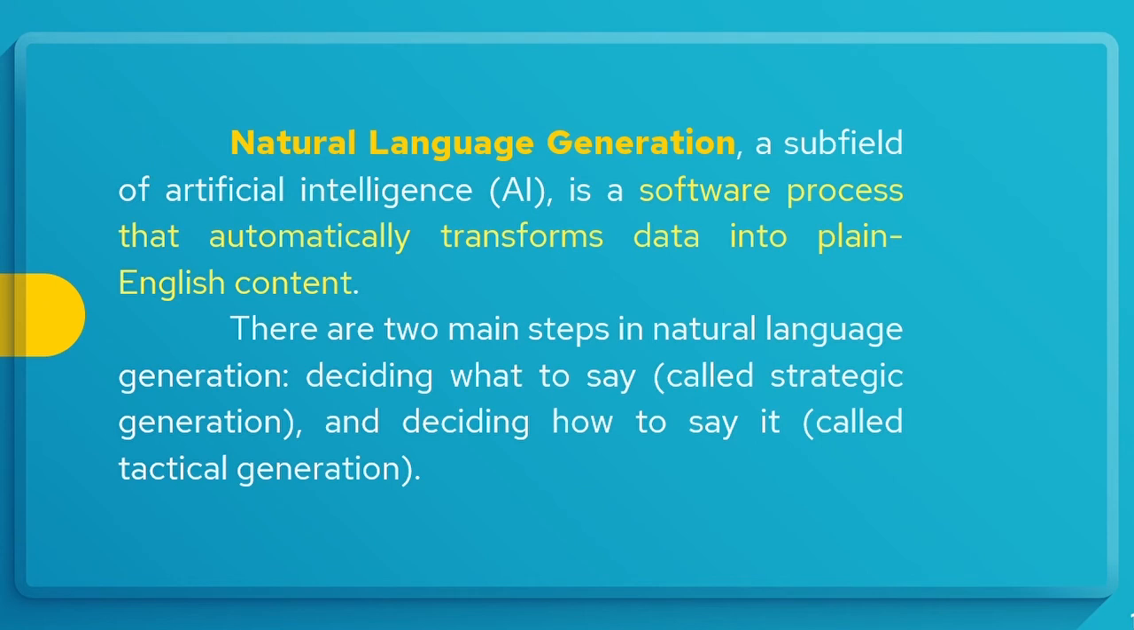Natural language generation, a subfield of artificial intelligence, is a software process that automatically transforms data into plain English content. The technology can actually tell a story exactly like a human analyst by writing the sentences and paragraphs for you. There are two main steps in natural language generation: deciding what to say, called strategic generation, and deciding how to say it, called tactical generation.